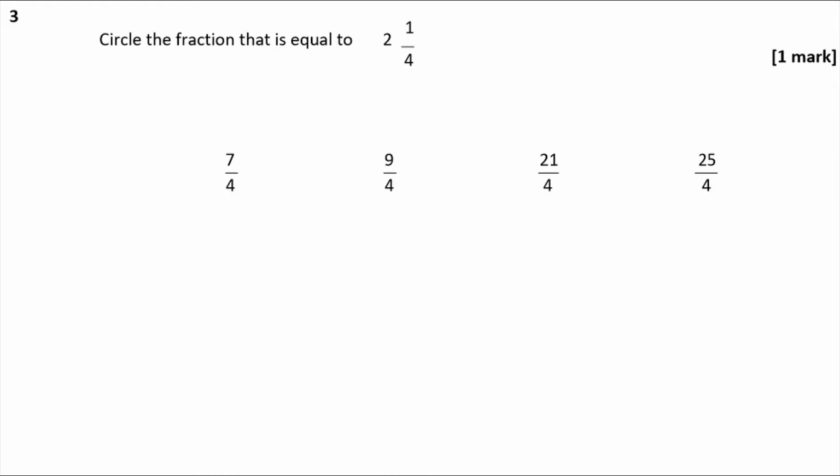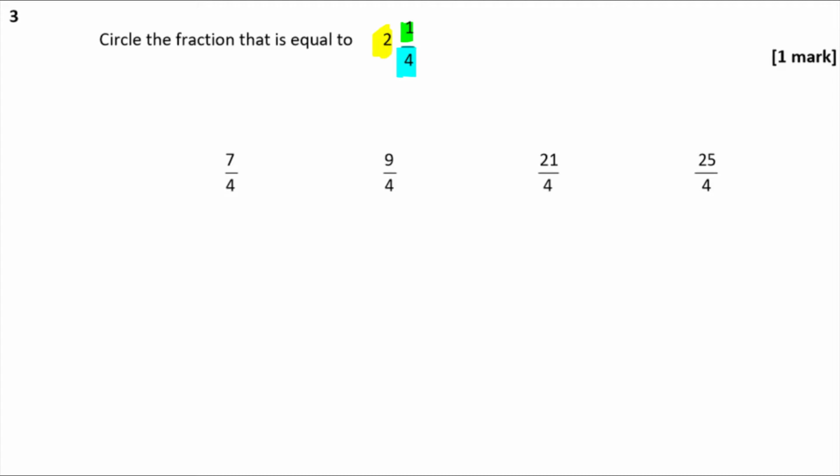Question 3. Circle the fraction that is equal to 2 1/4. Okay, so 2 1/4 is what we call a mixed number. It's made up of a whole number part of 2, and it's got this fractional part here, isn't it, which is 1/4. Now all the other answers underneath are written as improper fractions, rather than mixed numbers, so it's how many of those quarters we've got all together.